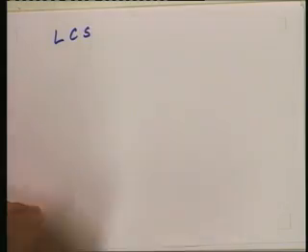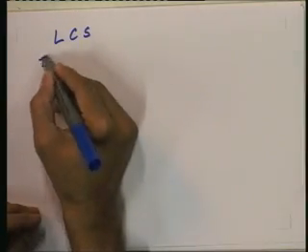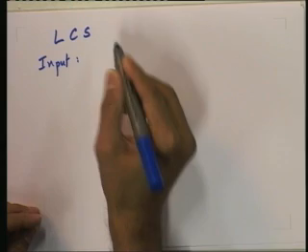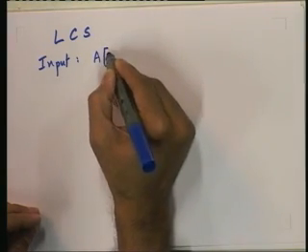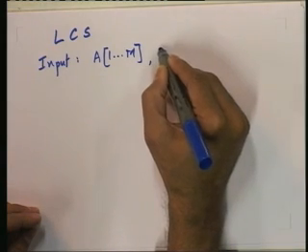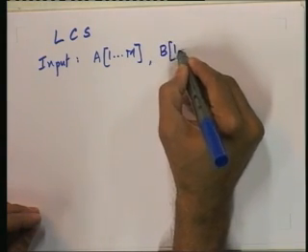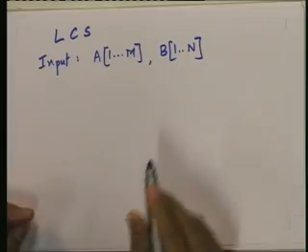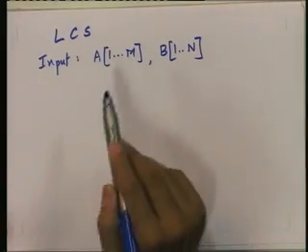Let me start by defining the problem. The longest common subsequence, which we will abbreviate as LCS. The input to this problem consists of two strings. There is one string A of length m, and another string B, say of length n. I might say string occasionally, but I do mean sequence. It does not really matter. The sequence will be a sequence of characters typically. So, I will use string and sequence interchangeably.